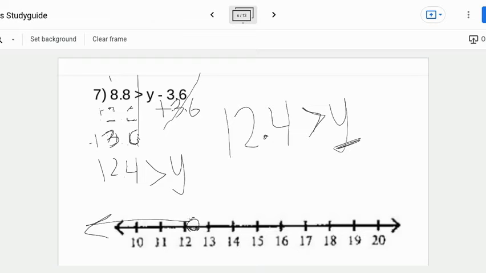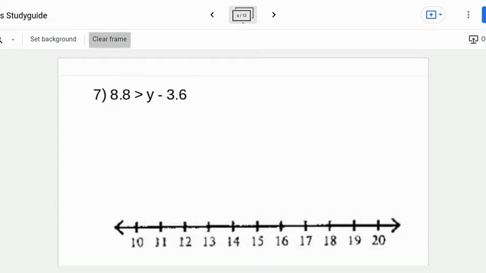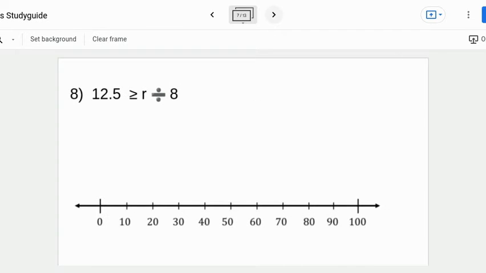And it's not eating the variable, so I know it has to go to the left. Okay, again, pause if you need. And then we will continue on to number 8. Okay, number 8 is another solving an inequality. In this case, it's a division, so the opposite of dividing is timesing by 8.